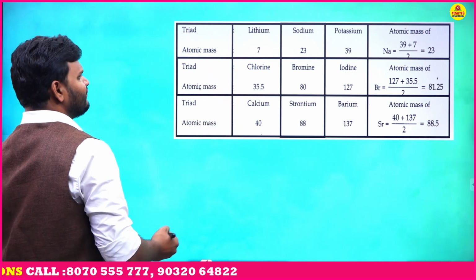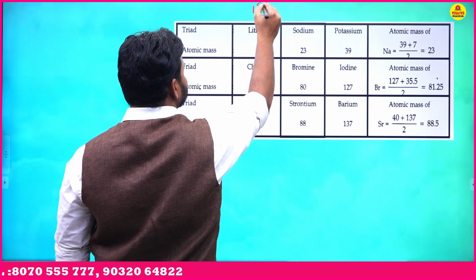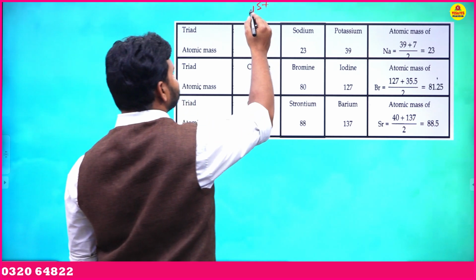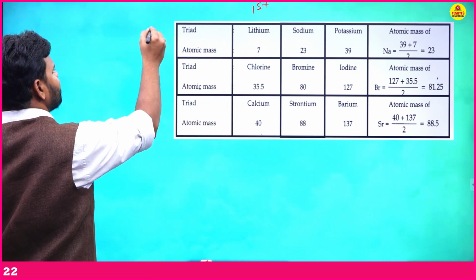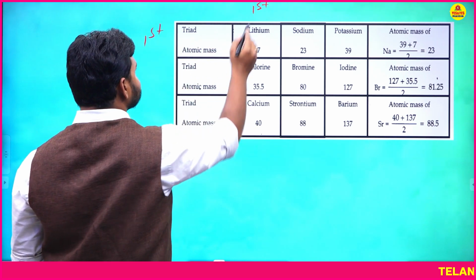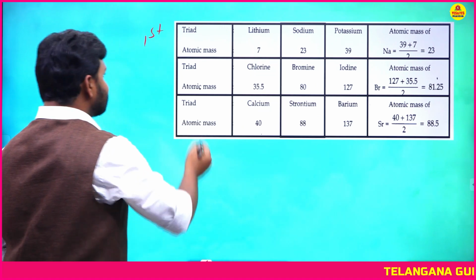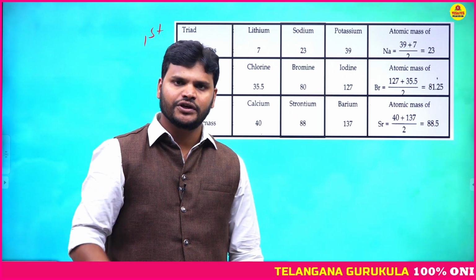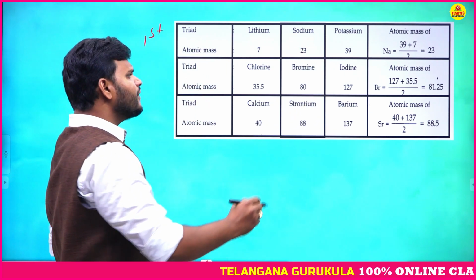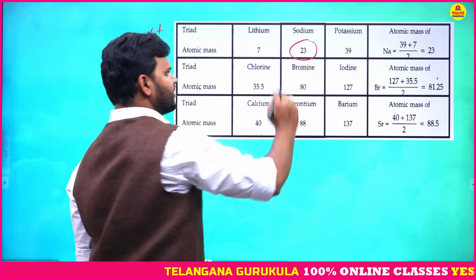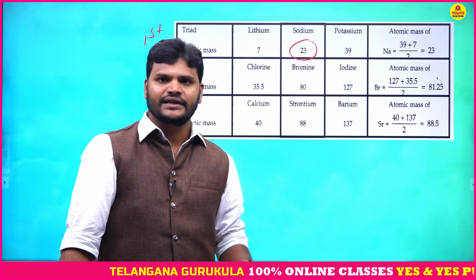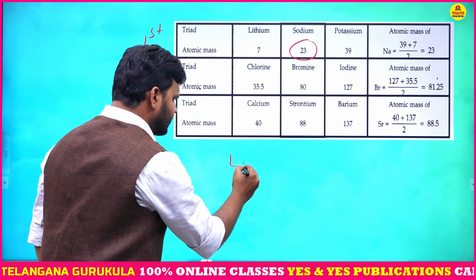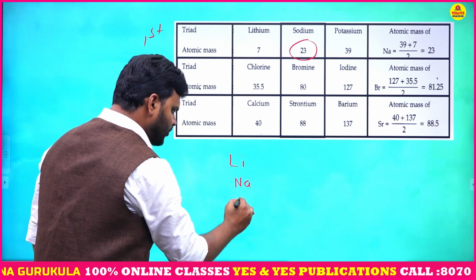This is the first triad: lithium, sodium, potassium. What is the atomic mass of sodium? 23. Actually 7, 23, 39. These are the atomic masses, not atomic numbers. Don't get confused.